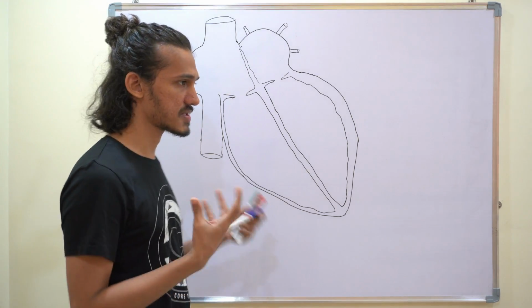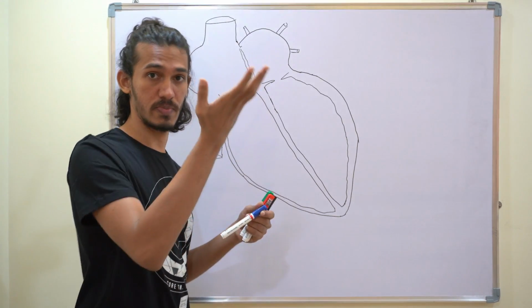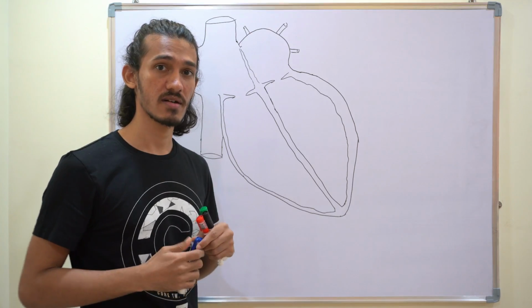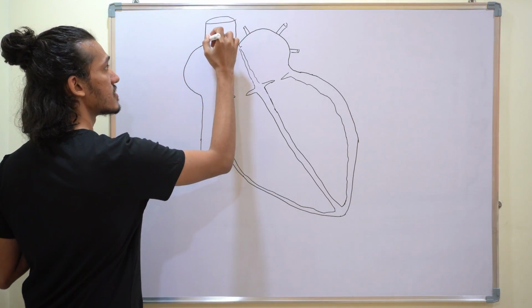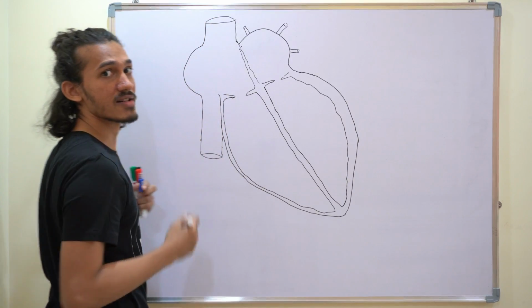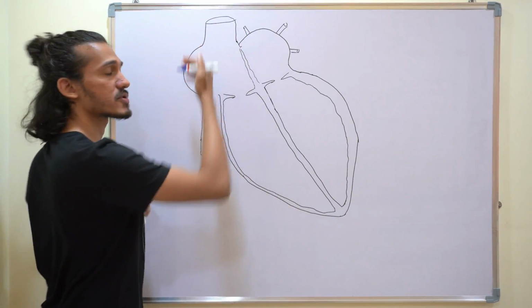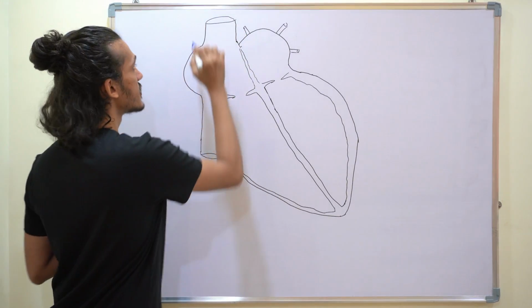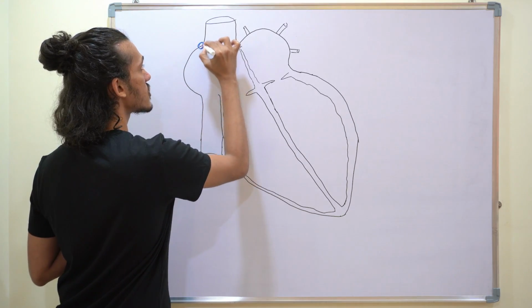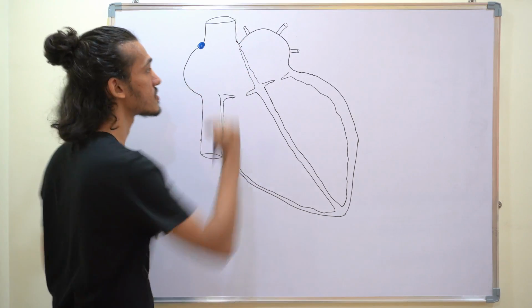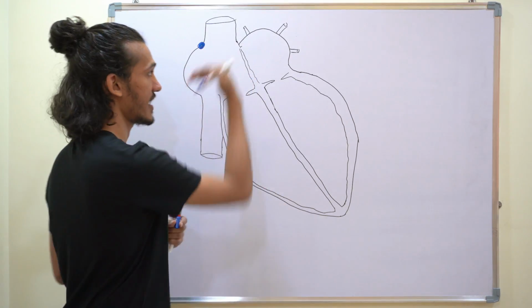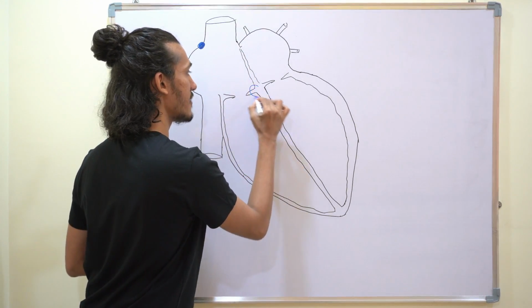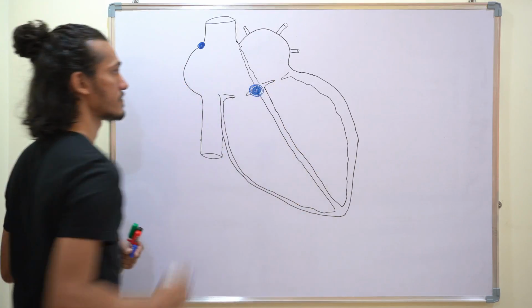The SA node is usually present in the superior posterior lateral wall of the right atria, right? So superior lateral posterior wall of the right atria. It will be just lateral to your superior vena cava. So we have the SA node over here, right? Then we have the AV node, atrioventricular. So we have an AV node over here, right?